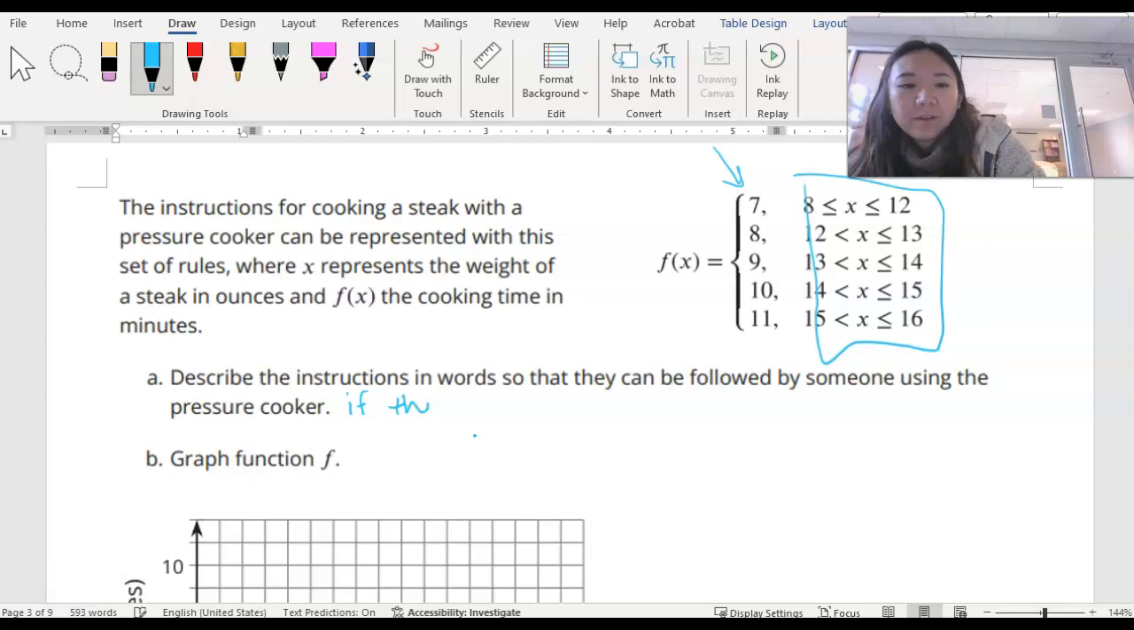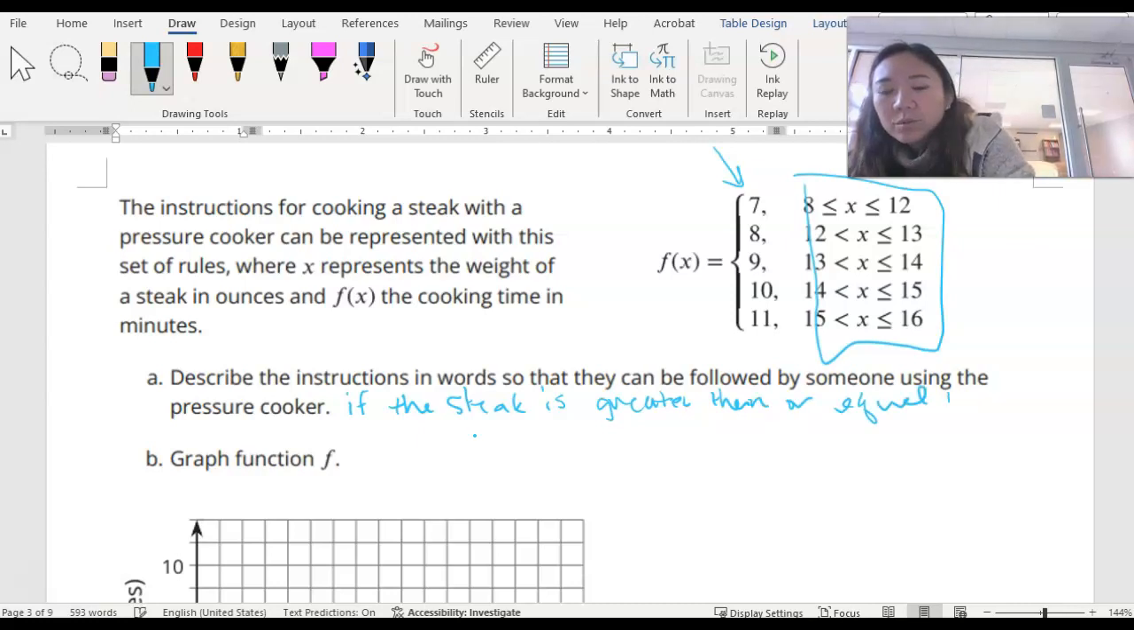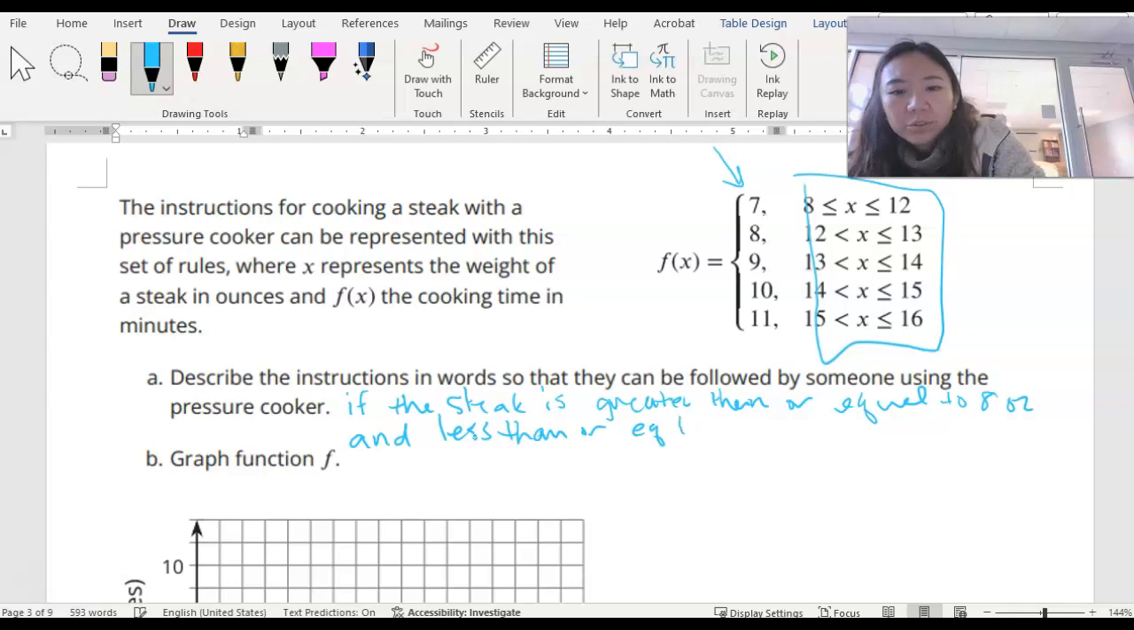So if the steak is greater than or equal to 8 ounces and less than or equal to 12 ounces, cook for 7 minutes.